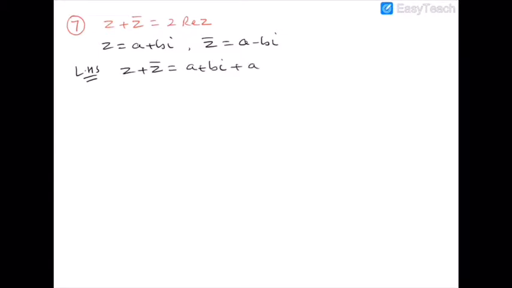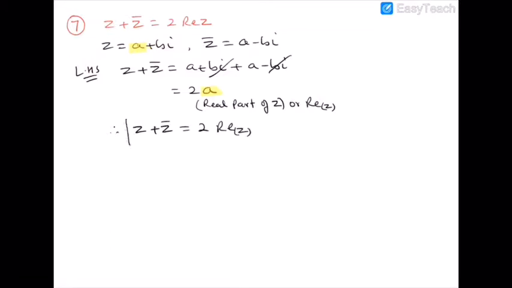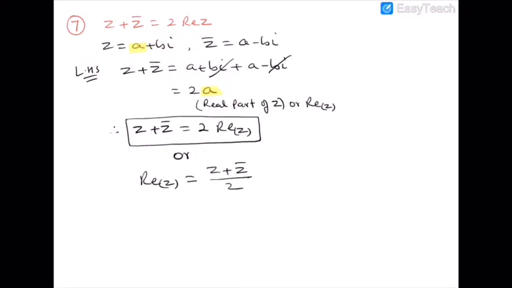Now we have to prove that z plus conjugate of z is equal to 2 times real part of z, that is Re z. For this, let z equal a plus bi, then its conjugate will be a minus bi. Add them, we will get a plus bi plus a minus bi, and bi got cancelled, so it's 2a. And what is a here? A is the real part of z, that is Re z. So therefore z plus conjugate of z is equal to 2 times Re z, or Re z is equal to z plus conjugate of z by 2. So here we just wrote Re z for a.